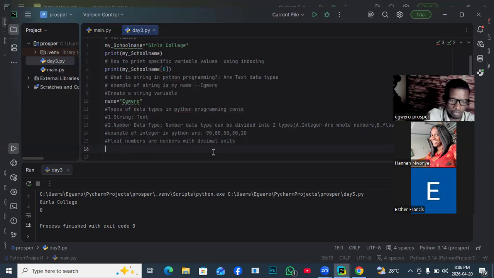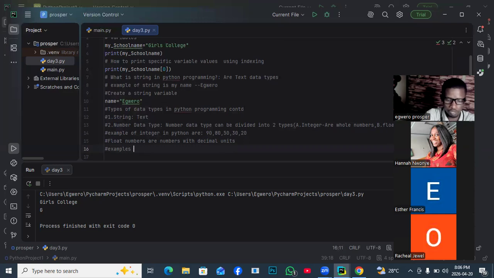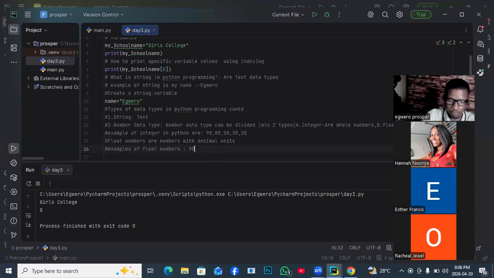All right, so let's look at examples of float numbers. We are doing great. Examples of float numbers are 90.50, 80.5, 70.8. So all these are float numbers.